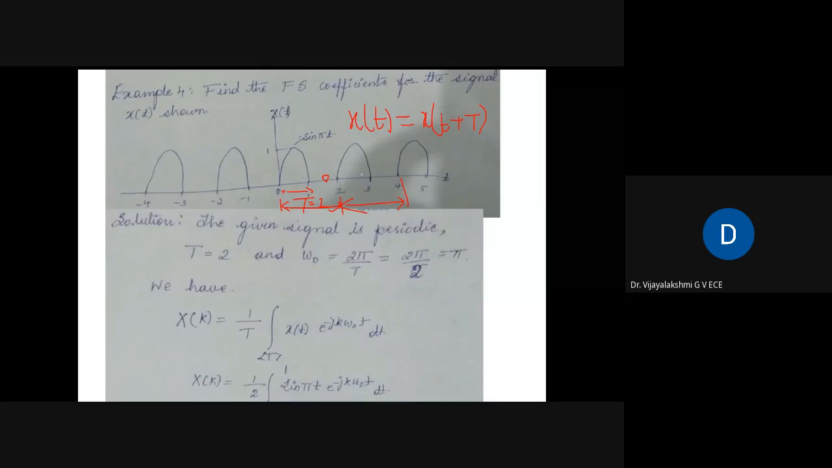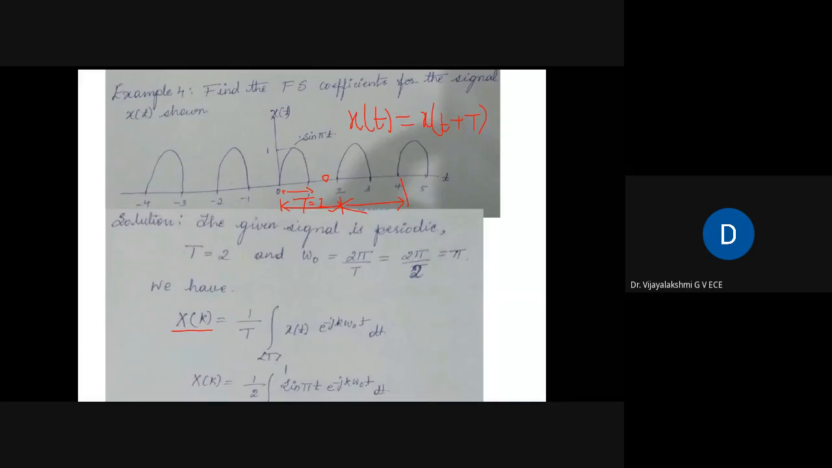So now we have understood that the given signal is a periodic signal and we have identified its fundamental period, and we know what signal it is. It is a sinusoidal signal which is defined as sin pi t. So further, let us continue in finding its Fourier series coefficients. This is the Fourier series coefficient equation.